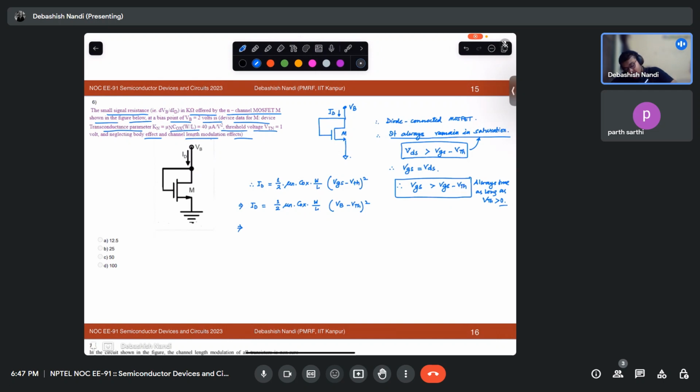Now you want to find out dVB by dID. So let us calculate dID over dVB first. That is what? The 2 will get cancelled. So you will have mu n Cox W over L times VB minus VTH. So your dVB over dID would be 1 over mu n Cox W by L times VB minus VTH.